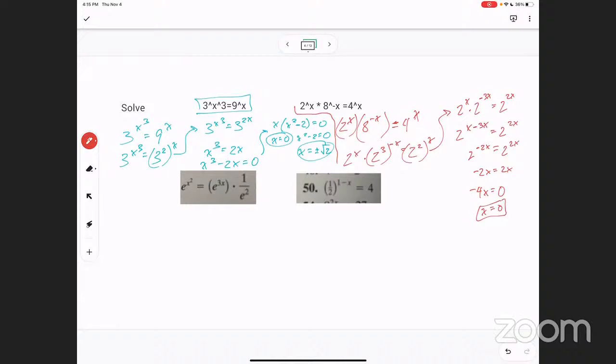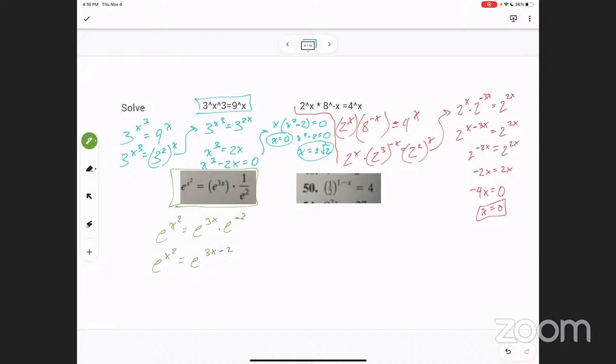We'll see. Okay, this next one. This one right here. So this is e to the x squared equals e to the 3x times e to the negative 2. I'm just writing them both at the top. So let's do that same thing we did on that last problem. E to the x squared equals e to the 3x minus 2, right? Mm-hmm.